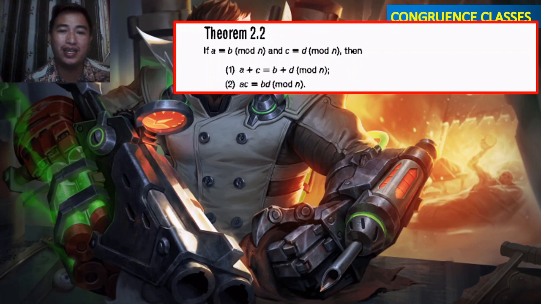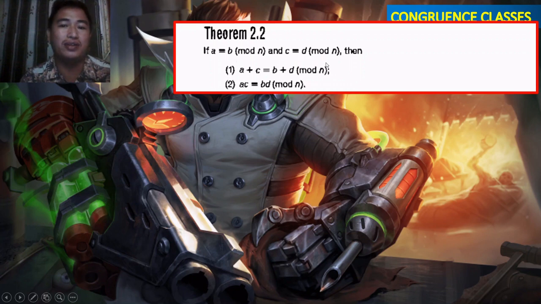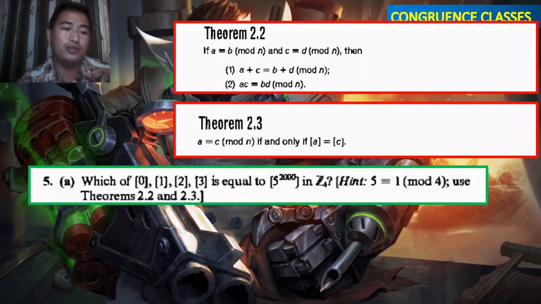Okay, next, class, Theorem 2.2. If A is congruent to B mod N and C is congruent to D mod N, then their sum, A plus C, is congruent to B plus D mod N. Then the product is also congruent. Okay, actually, we already discussed this earlier. So we will use these two theorems to prove this one.